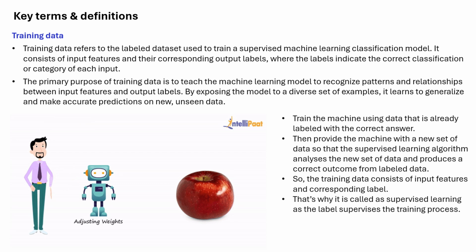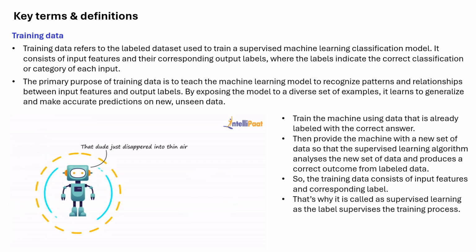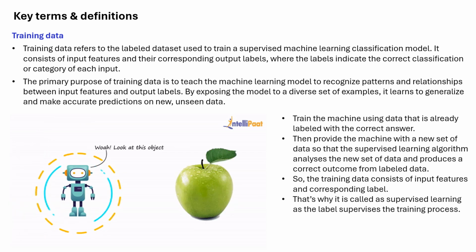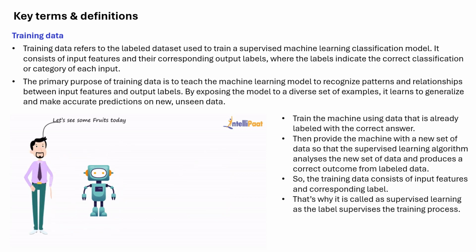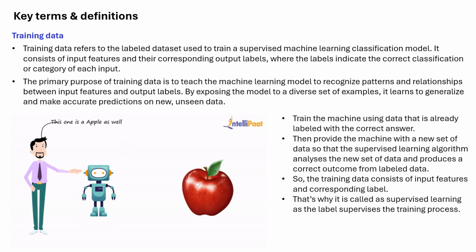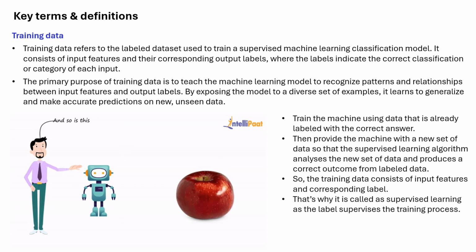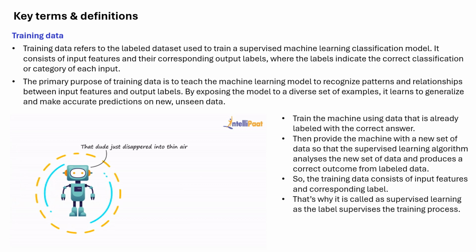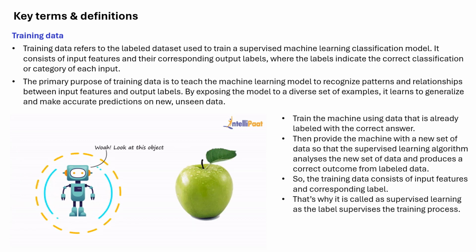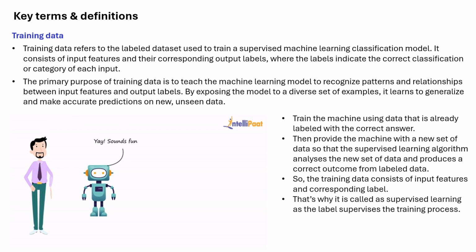By exposing the model to a diverse set of labeled examples, it learns to generalize and make accurate predictions on new, unseen data. The training process involves presenting the machine with labeled data, allowing the designed learning algorithm to analyze and learn from it. The goal is for the model to generalize its understanding, making accurate predictions when presented with new, unlabeled data. Therefore, in supervised learning, the term training data aptly reflects its role, as the labeled examples supervise and guide the model throughout the learning process.